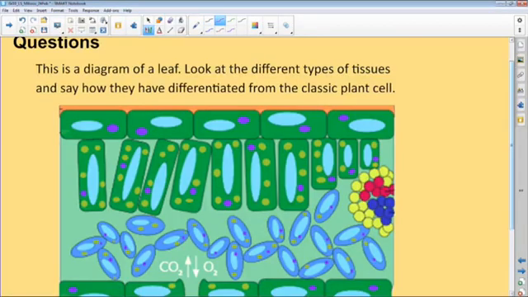So what I've done here is I've put down a little question for you, okay? It says, this is a diagram of a leaf. You'll learn it off by heart, trust me. Look at the different types of tissue and say how they are different from the classic plant cell, okay? I want to know how they are different to the classic plant cell. I'm going to give you 2 minutes for that. You ready? Go.